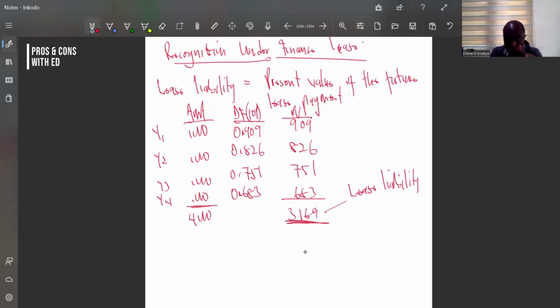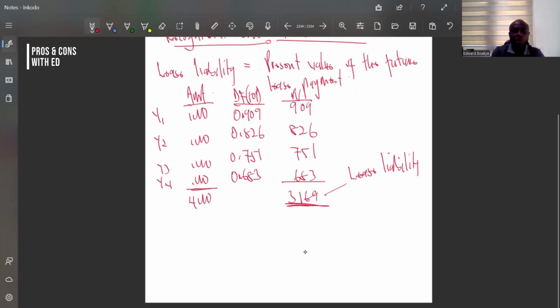Now, how then are we going to calculate for the right of use, the asset given to you? What is the cost of the asset? Because you have recognized the asset. If we say you should recognize the asset in your financial statement and also the depreciation, the question is, what is the cost of that asset?